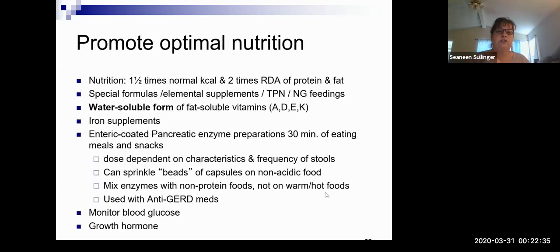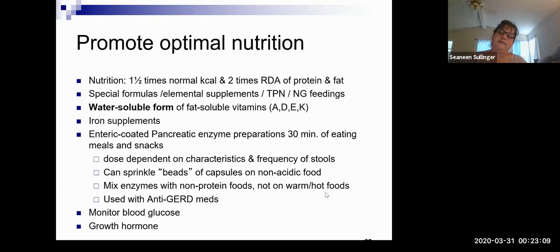And so some of the things to do to promote optimal nutrition, like frequent small meals, perhaps. You want high calorie foods, 1.5 times the normal calories, 2 times the RDA protein and fat, because that's what they're losing. Oftentimes they have special formulas. They'll have TPN, total parenteral nutrition, or NG feedings, or G-tube feedings with high calorie formulas. You want water-soluble forms of the fat-soluble vitamins, iron.